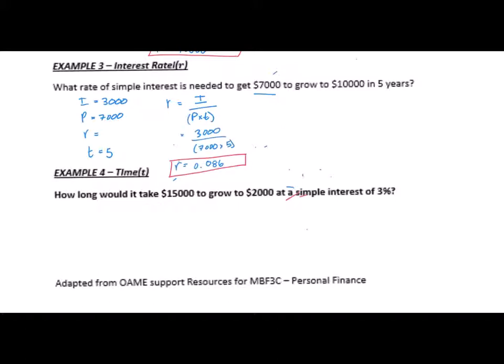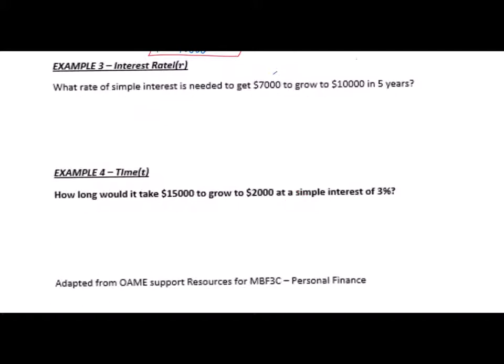Now, you do your calculations and you end up with R is equal to 0.086. But we need to change the decimal into an actual percentage. So therefore the rate is 8.6%. And how did we get that? We basically took 0.086 and multiplied it by 100 to get 8.6. And that is where we got that number.